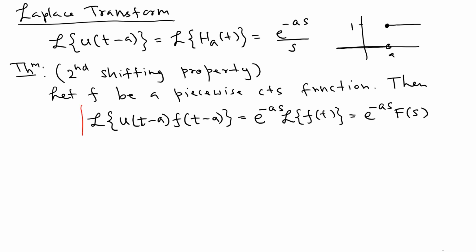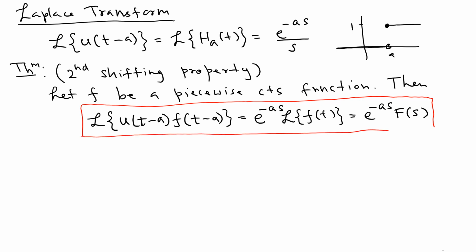So let's put that in a box. Good. You need to remember this formula. You can write the same thing using the Heaviside function, because you can replace u(t minus a) with the Heaviside function, since some people write it like that. So let's see how to prove this one. This is a very simple proof.